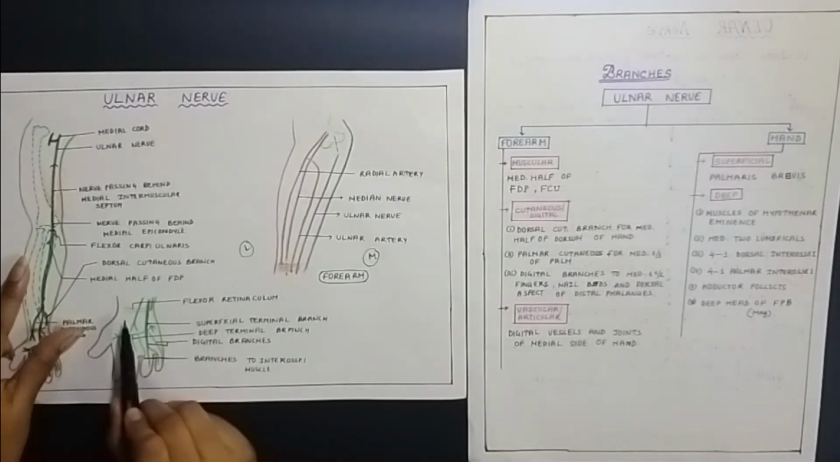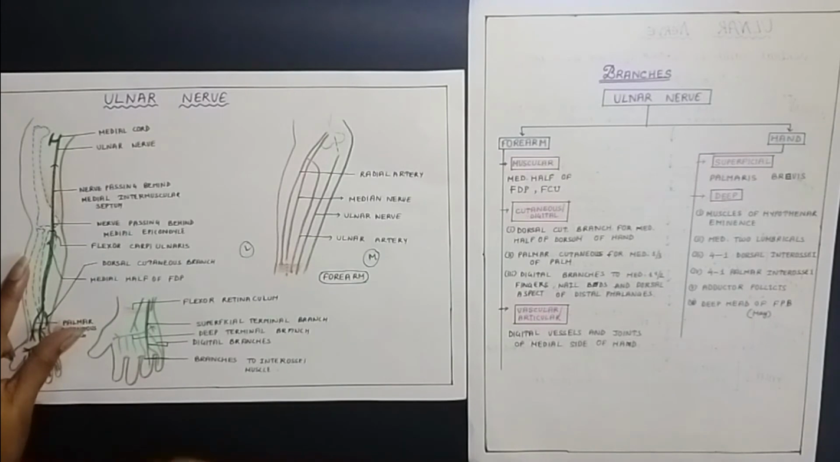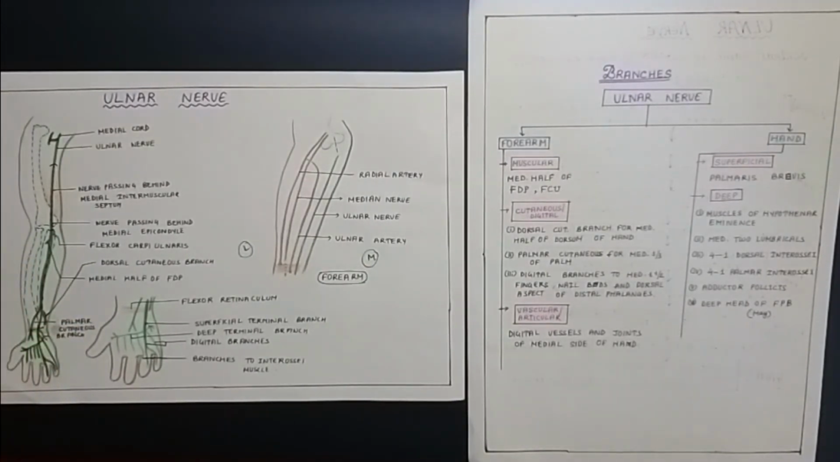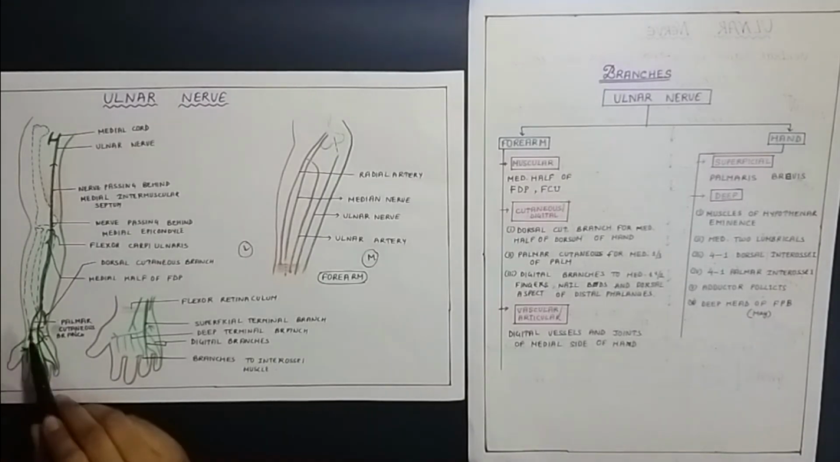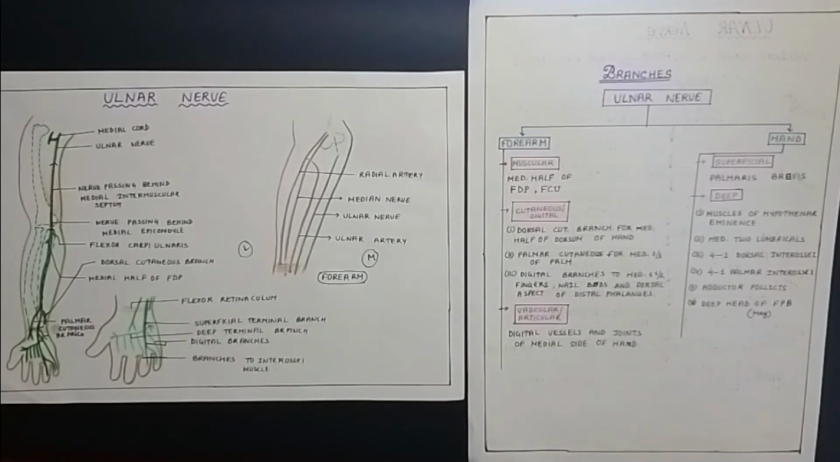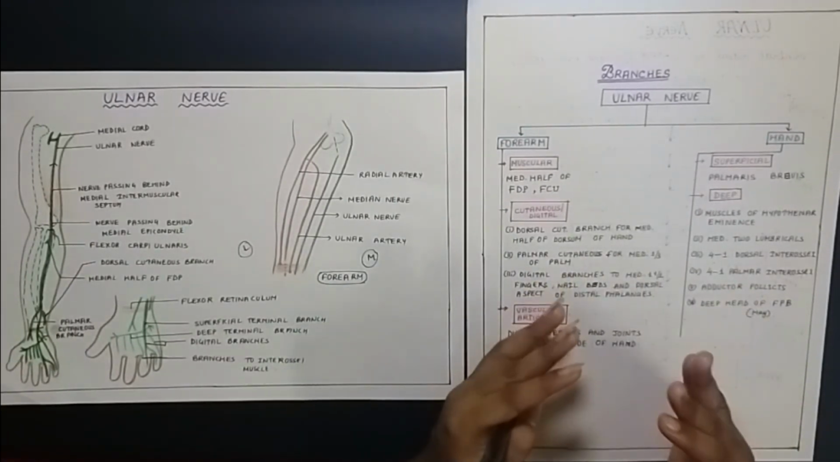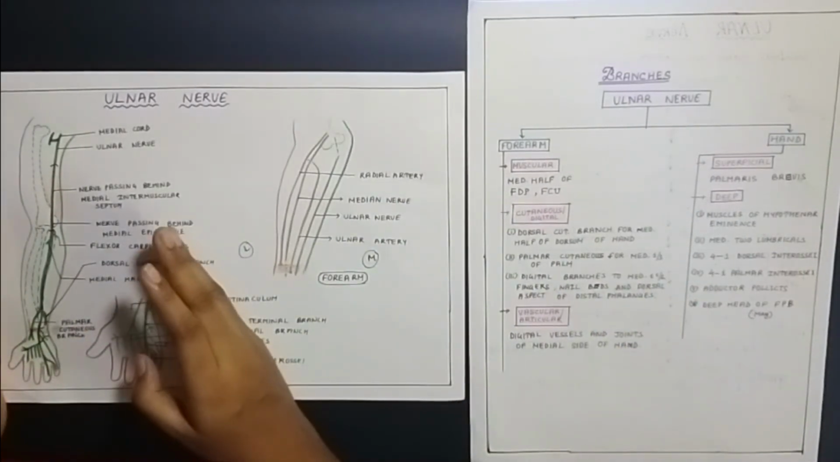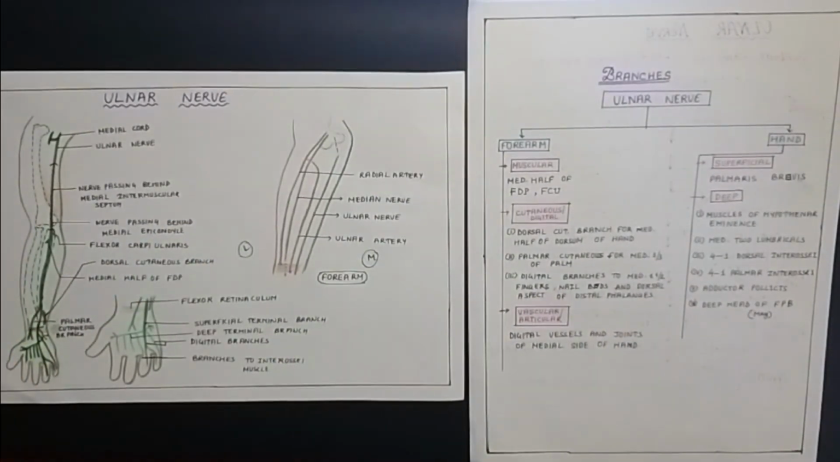And this, you know, is the flexor retinaculum. Okay, so these all are the course and the branches. And this one you see is the palmar cutaneous branch, and this one is the dorsal cutaneous branch. So this is all about the course and the branches, and this is the drawing you have to draw. And there is a clinical for the ulnar nerve.